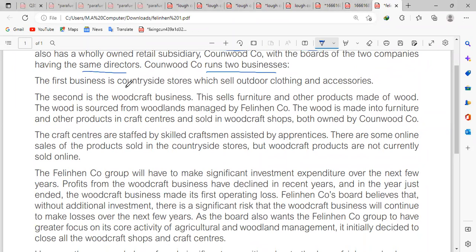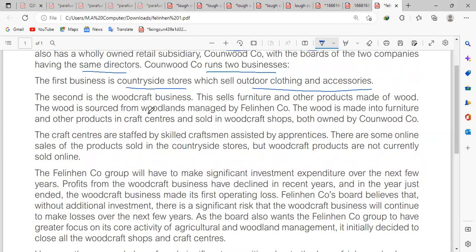The first business is countryside stores, which sell outdoor clothing and accessories. The second is the woodcraft business. This sells furniture and other products made of wood. The wood is sourced from the woodlands managed by the F company. So the subsidiary is taking the wood from the parent company.